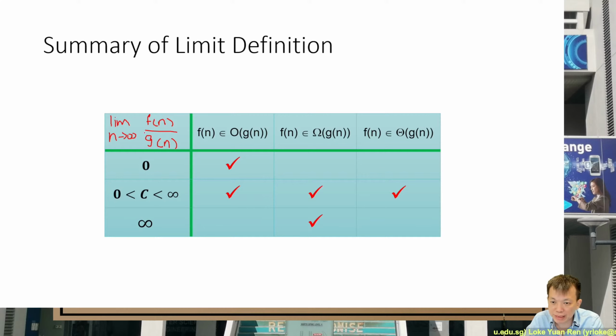If this ratio is some constant number, greater than 0 and less than infinity, that means they have the same growth rate, so definitely you can conclude that f(n) is in big theta g(n). Since it's big theta g(n), that means it is definitely also in big omega g(n) and also in big O g(n). If the ratio goes to infinity, then you can only conclude that f(n) is in big omega g(n).